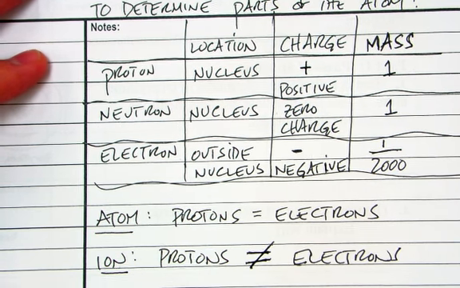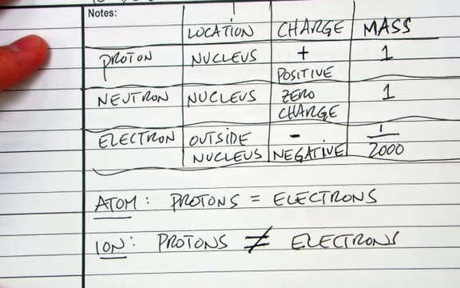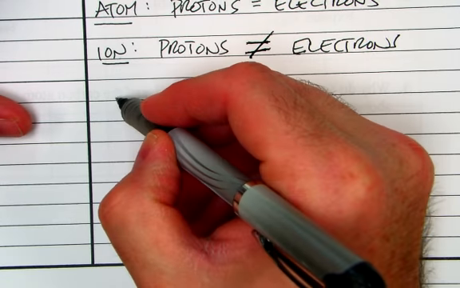Now, it turns out that when we came up with the periodic table, we can figure out the protons, neutrons, and electrons from the periodic table. So I'm going to use the example of lithium here, and we're going to draw out what you would see for lithium.